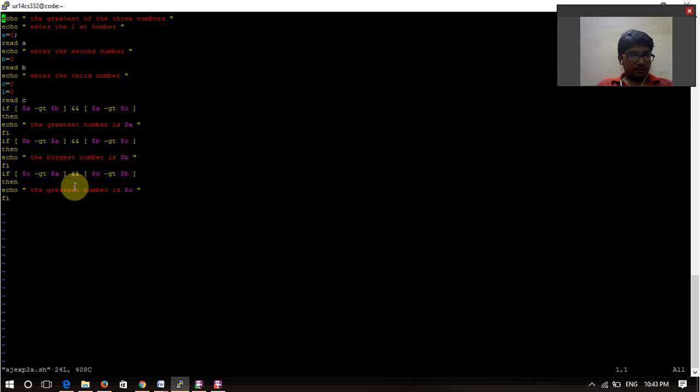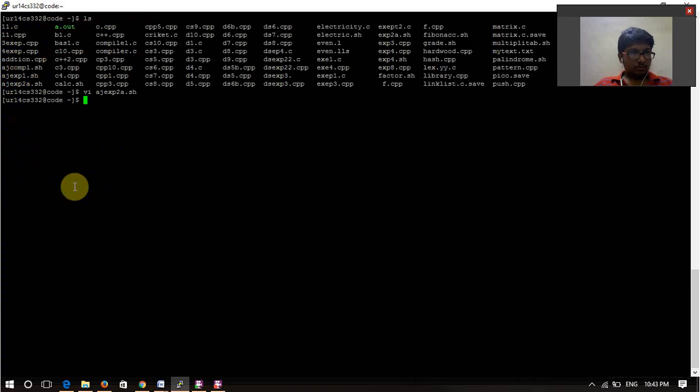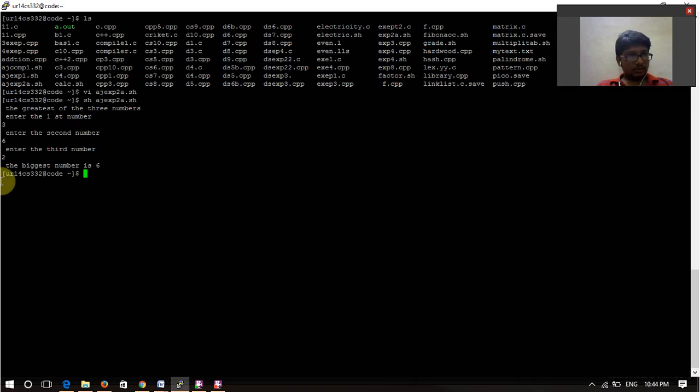Now we will see the output. This is my output. Greatest of 3 numbers is printed, and it asks to enter the first number. We give the first number as 3, and the second number as 6, and then 2. See, the biggest number is 6. It gives the biggest number is 6, and the first program is completed.